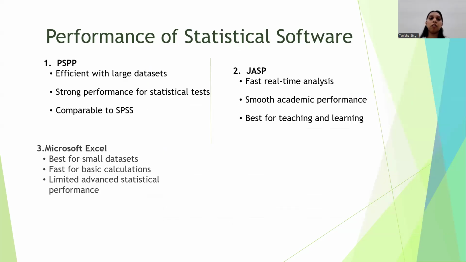Performance of statistical software. PSPP is efficient with large data sets, with strong performance for statistical tests comparable to SPSS. JASP offers fast, real-time analysis with smooth academic performance, best for teaching and learning. Microsoft Excel is best for small data sets and fast for basic calculations, but has limited advanced statistical performance. This is a short overview of the difference between PSPP, JASP, and Microsoft Excel.